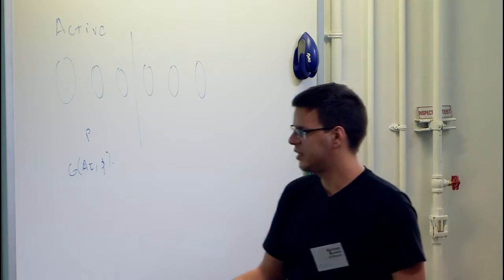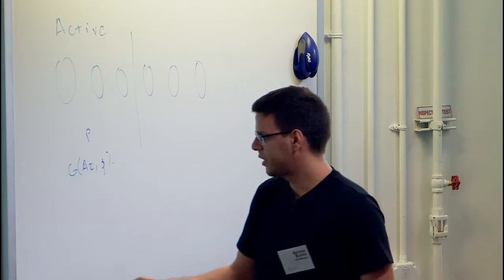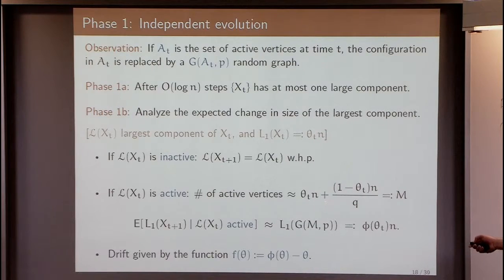But if L(Xt) is active, then the number of active components is given by this, where you have ζ_t n, which is the size of the largest component, and then you have a q-th fraction of the remaining vertices. And the new largest component is going to be the largest component of a G(n,p) random graph. So this will give us a drift function for the size of the largest component that I wrote here. It's given by this expression.